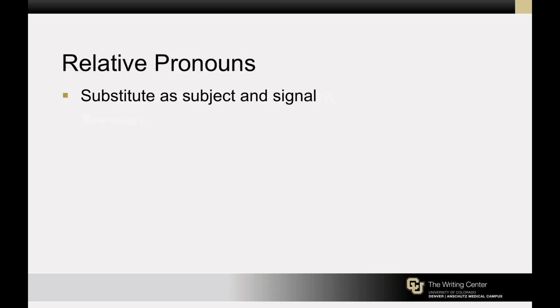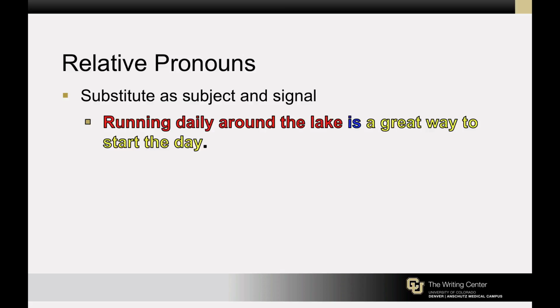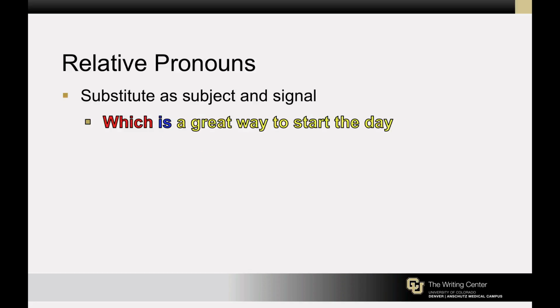Relative pronouns are another type of pronoun that replace nouns or noun phrases in a sentence, but they do more than just act as a substitute for subjects like personal pronouns. Relative pronouns also signal the beginning of a dependent clause. So when running daily around the lake is replaced with which, the reader now knows that the following information cannot stand alone. Compare the two variations of this sentence. The one that begins with which cannot stand alone, but the one that begins with it can.